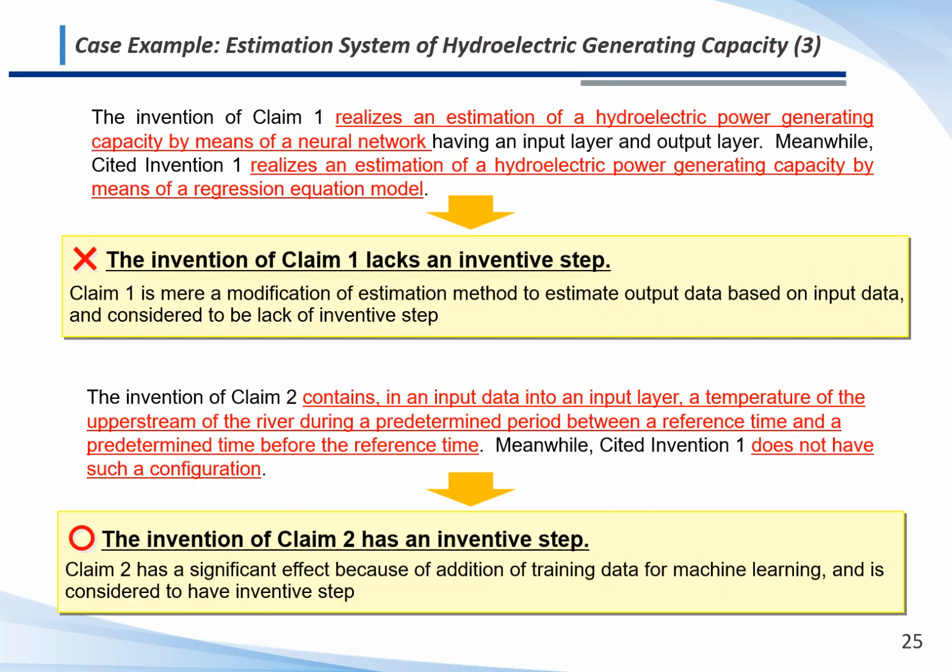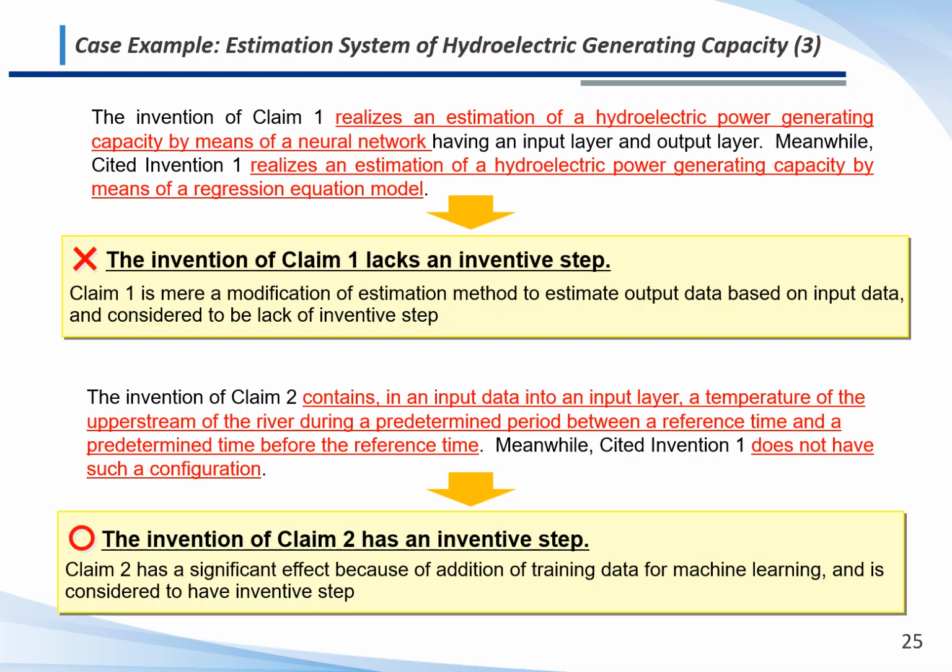Thus, the invention of Claim 1 realizes an estimation of a hydroelectric power generating capacity by means of a neural network having an input layer and output layer. Meanwhile, cited invention 1 realizes an estimation of a hydroelectric power generating capacity by means of a regression equation model. In this respect, the two inventions differ. However, it is well known that an estimation process of an output in the future is carried out based on an input of time series data in the past, by using a trained neural network which has been trained with training data containing an input of time series data in the past and a certain output in the future.